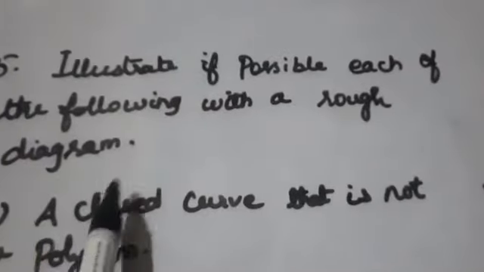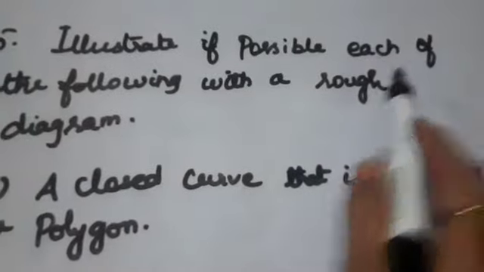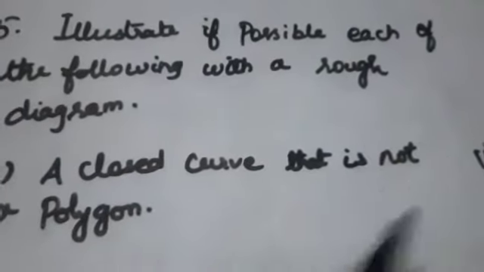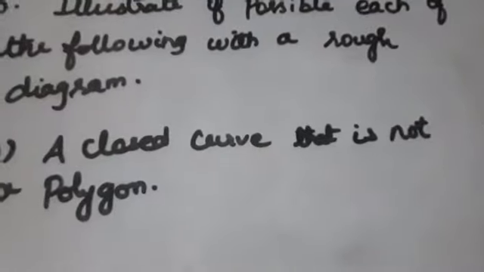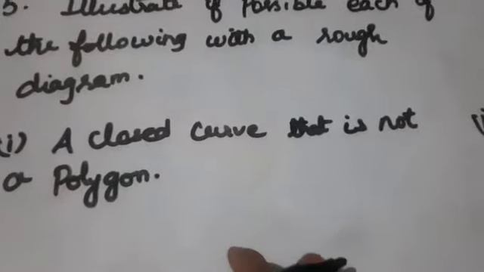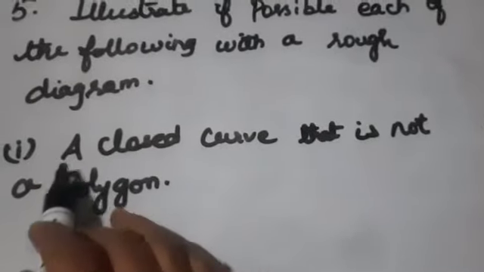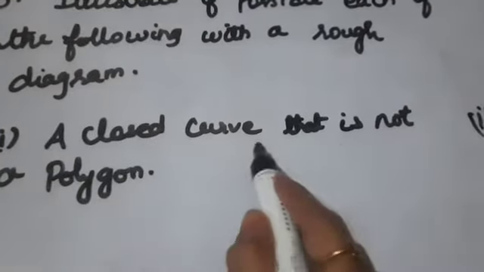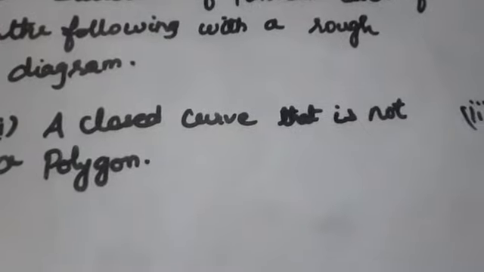Yes, it is closed. Now let's solve the fifth problem. Fifth problem: illustrate if possible each of the following with a rough diagram. So they have asked you to draw a rough diagram if it is possible according to the statement that they have given. First question, a closed curve that is not a polygon.